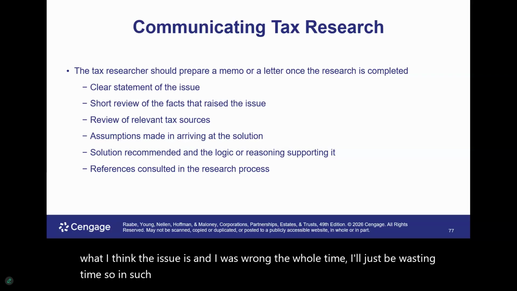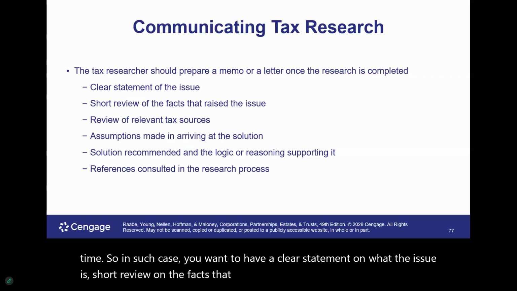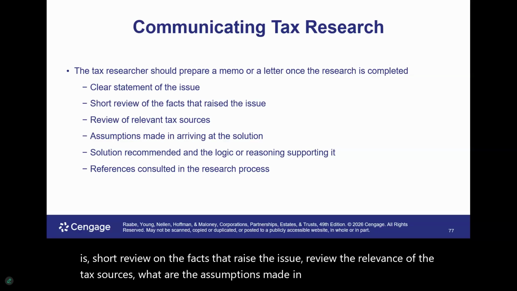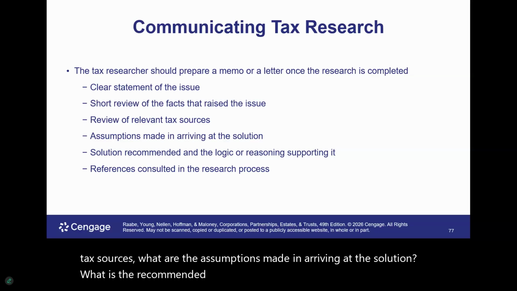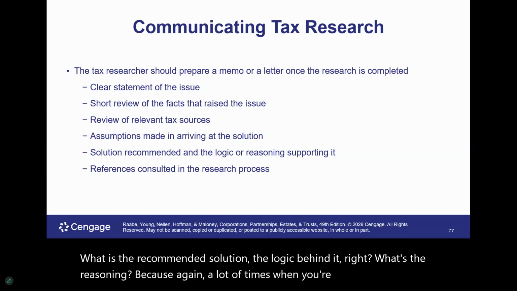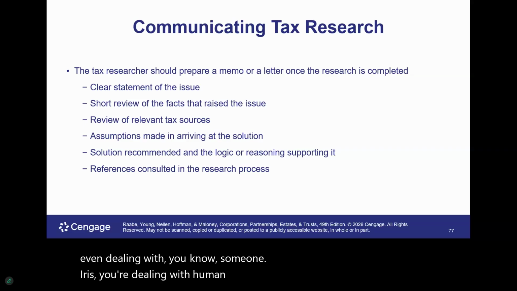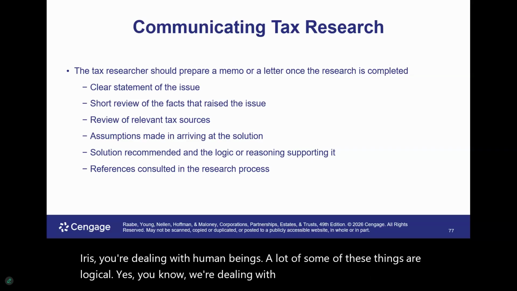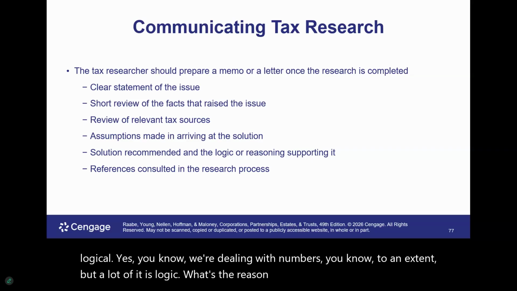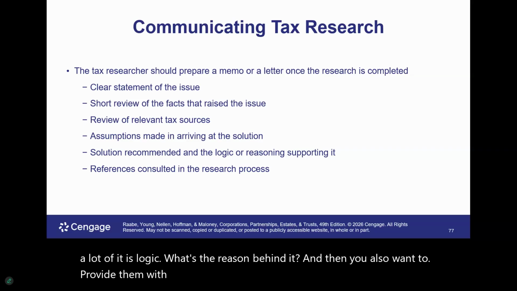So in such case, you want to have a clear statement on what the issue is, a short review of the facts that raise the issue, and a review of the relevance of the tax sources. What are the assumptions made in arriving at the solution? What is the recommended solution? The logic behind it, right? What's the reasoning? Because again, a lot of times when you're in the tax court, or even dealing with someone at the IRS, you're dealing with human beings. Some of these things are logical. Yes, we're dealing with numbers, to an extent, but a lot of it is logic. What's the reason behind it? And then you also want to provide them with the references that were consulted in the research process.